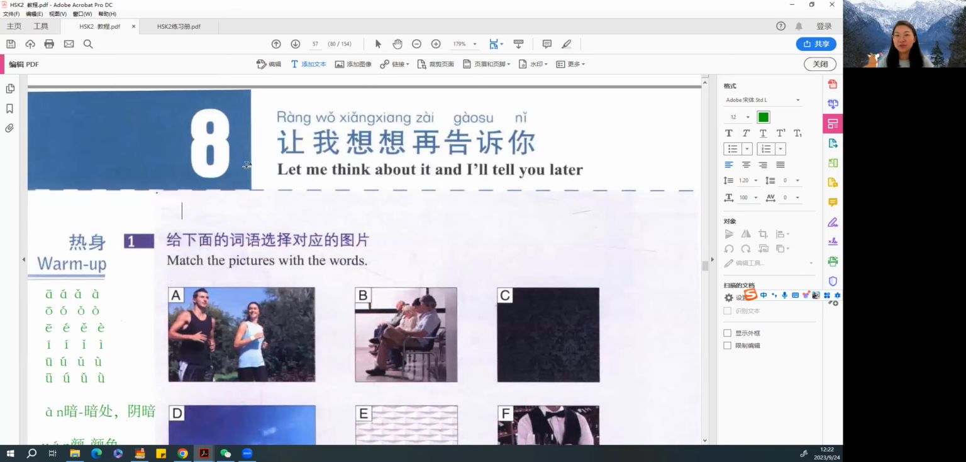So here there's something new that we can learn. First is 想想, to think. So we know that 想 is want, right? Want to do something, 我想. So here, when it is duplicated, 想想 means take some time to do this thing. So give me some time to think. 让我想想. And then 让 here means let me do something, let somebody do something.